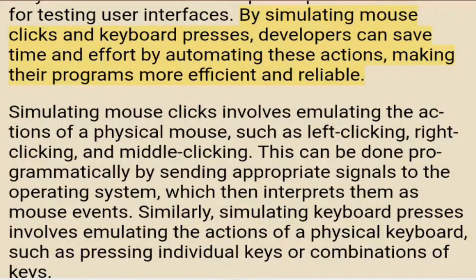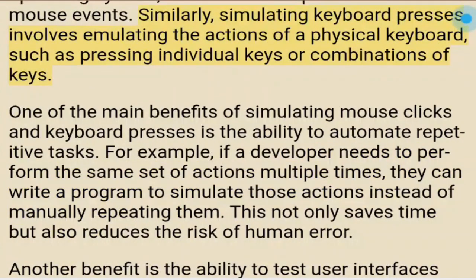more efficient and reliable. Simulating mouse clicks involves emulating the actions of a physical mouse, such as left-clicking, right-clicking, and middle-clicking. This can be done programmatically by sending appropriate signals to the operating system, which then interprets them as mouse events. Similarly, simulating keyboard presses involves emulating the actions of a physical keyboard, such as pressing individual keys or combinations of keys.